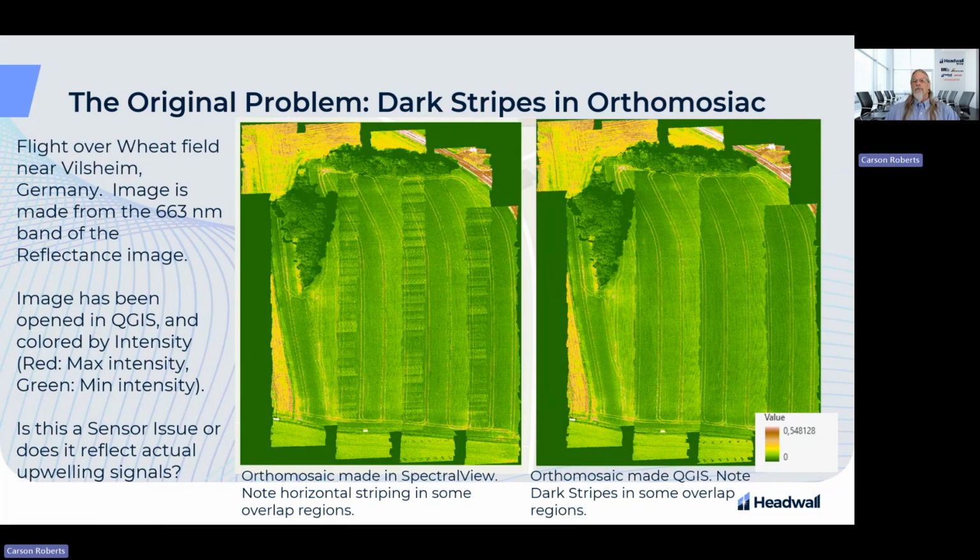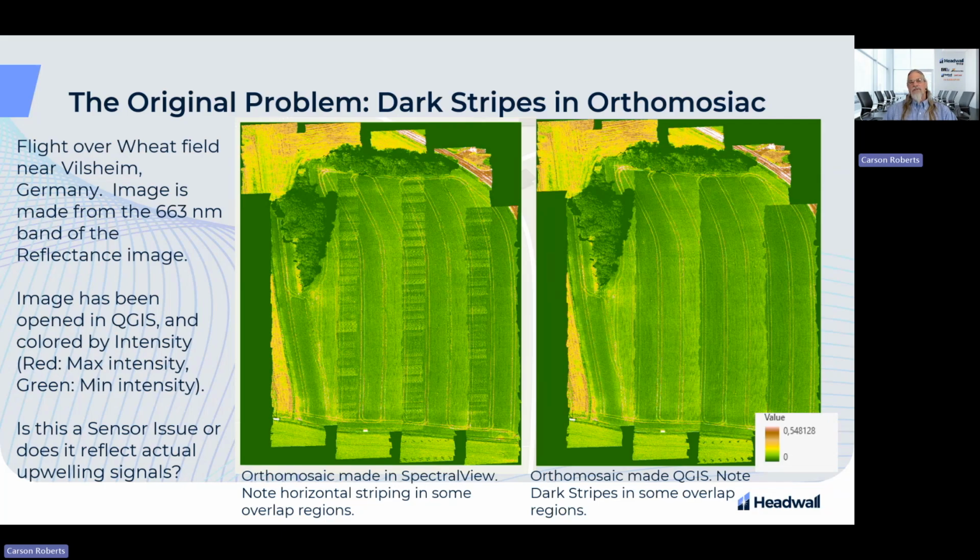So the original problem came from a customer at Technical University in Munich. They'd taken a flight over a wheat field, and as you can see in both of these images, there's some interesting striping, some apparent intensity variation in overlap regions between flight lines. Now, this is a funny false color image. It's a monochromatic image where it has been colored by intensity, with green being dark and yellow being bright.